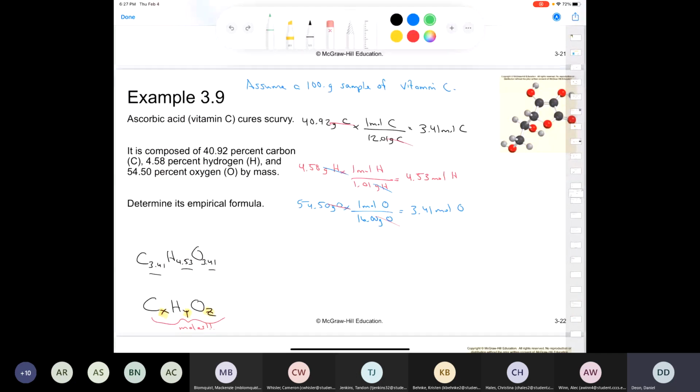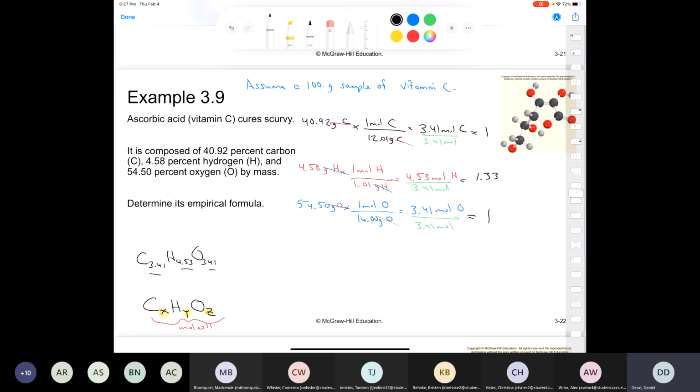You're going to forgive me. I'm going to do it over here just to save a little bit of time. Divided by 3.41 moles, divided by 3.41 moles. Now it's easy to see what you get for carbon and oxygen. They're present in a 1-to-1 ratio. If I take 4.53 and I divide it by 3.41, I get around 1.33.